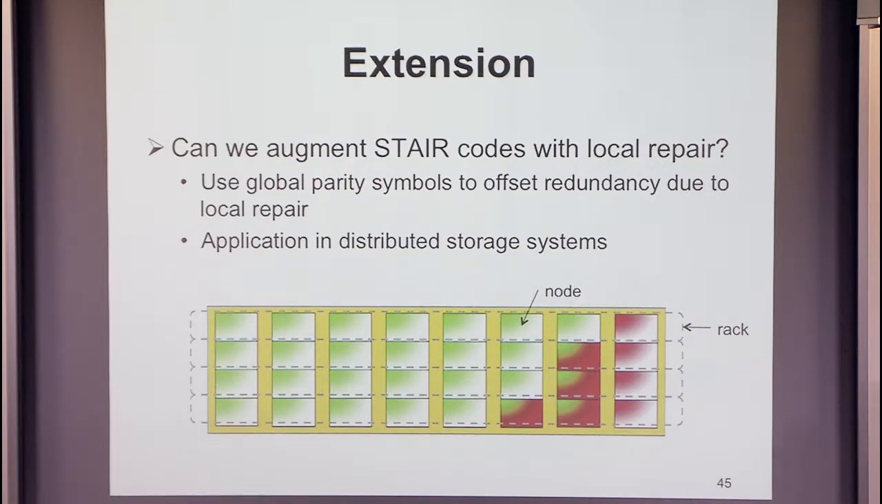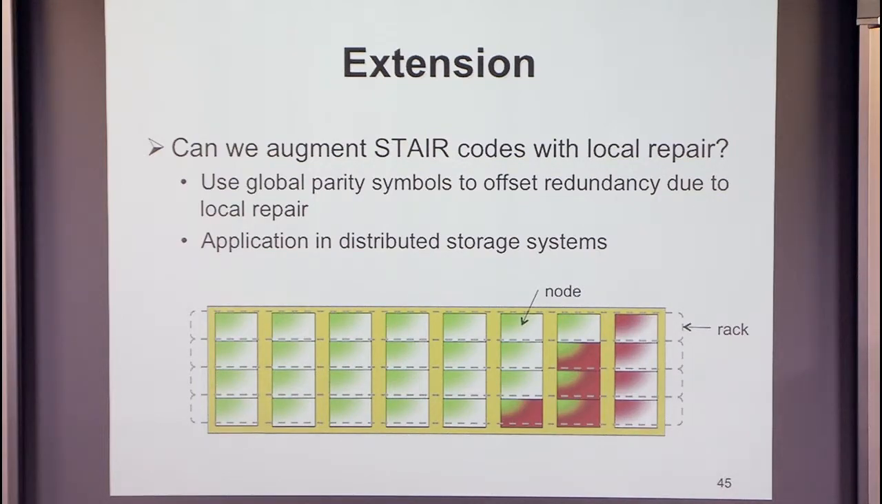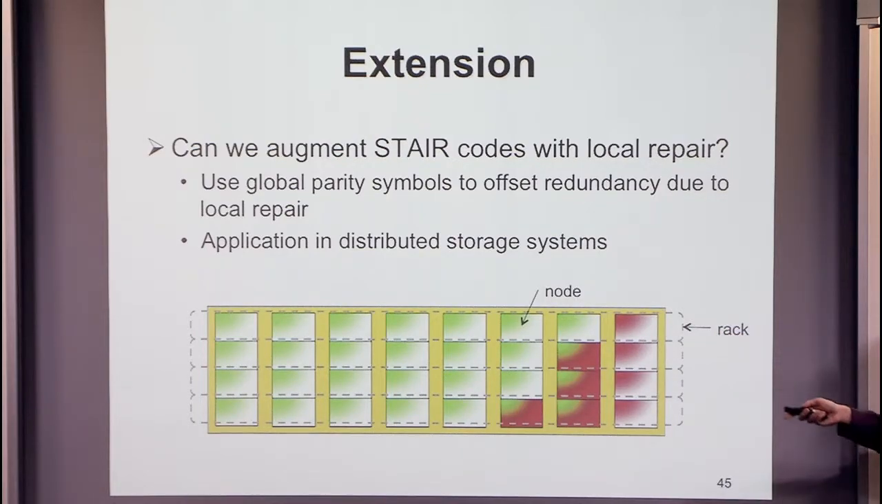And actually, we didn't consider repair in the earlier work, but we find that we can map the STAIR code to distributed storage systems. So the idea is, for each row, you can think of this as a rack, and each sector you can map to a node. And if any node fails, you can use the parity of the same rack to reconstruct the lost data. And in this case, you won't trigger any cross-rack transfer, which is very important because in a data center, cross-rack bandwidth is very limited.